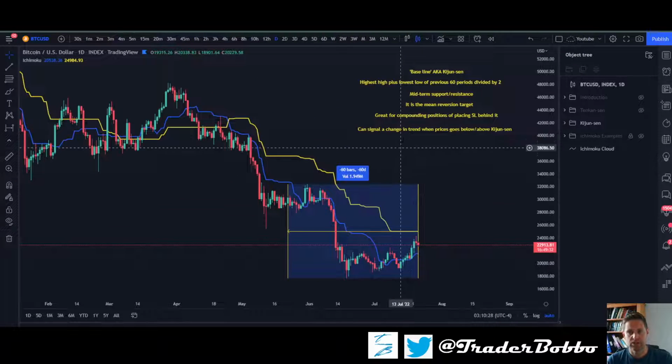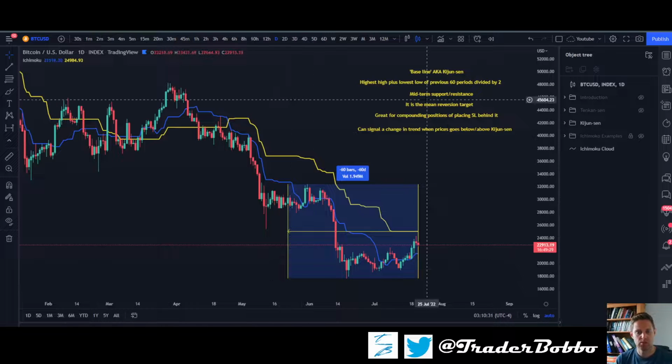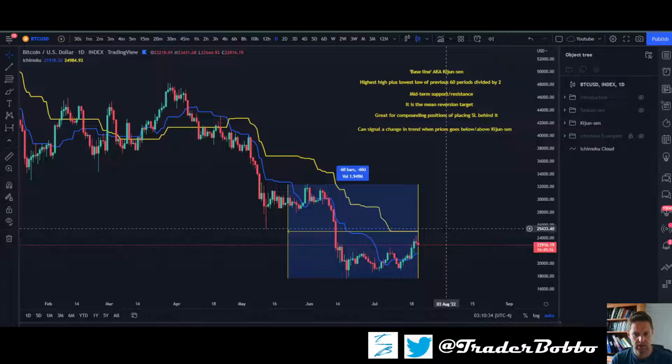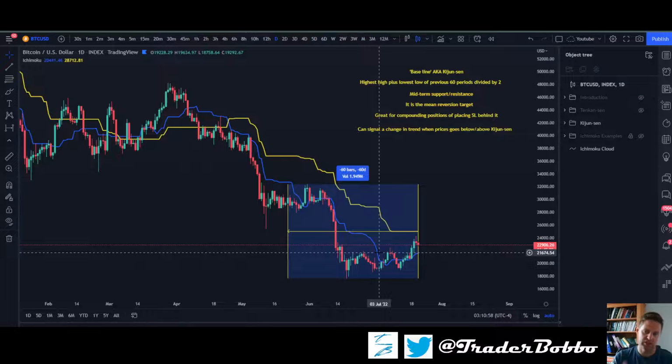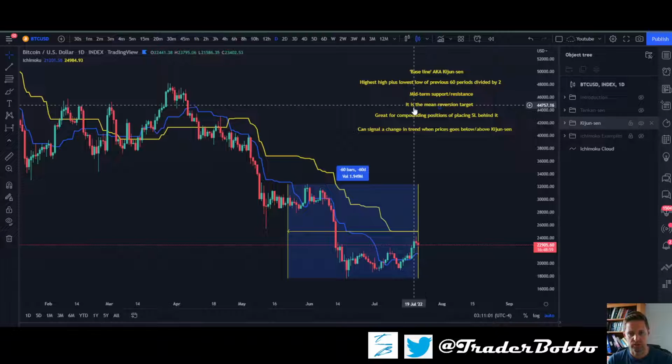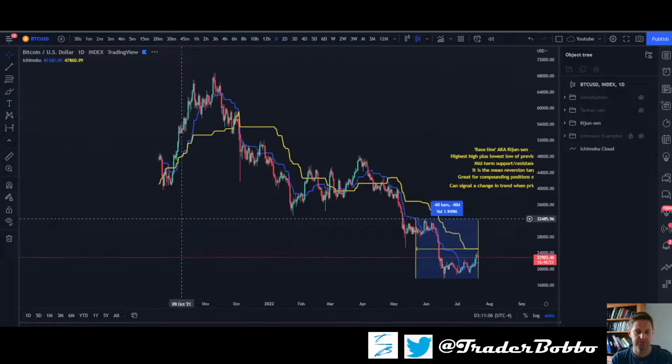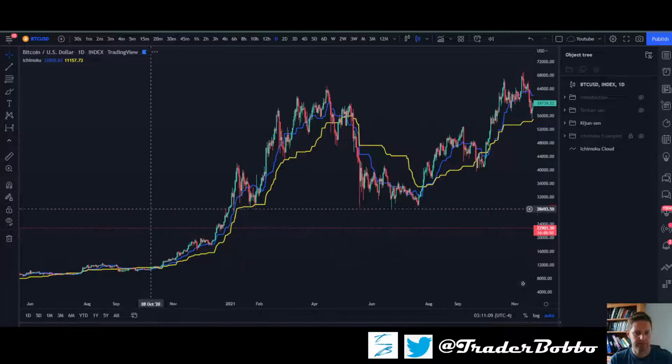So let's just recap. It's the 60-day period divided by 2, midterm support and resistance. It is the mean reversion target, and I always know where the Kijun-sen is on the daily chart. I know I don't have to have it on the chart. I know it's 25 grand, and that tallies with other time frames on Ichimoku Cloud. Sometimes I'll switch to 12 hour. I'm not going to go into that today, we'll go into that at the end of the chart. Great for compounding positions, and it can signal a change in trend. So the two lines working together.